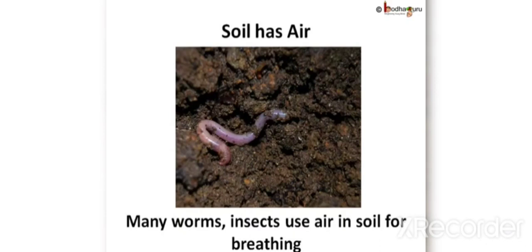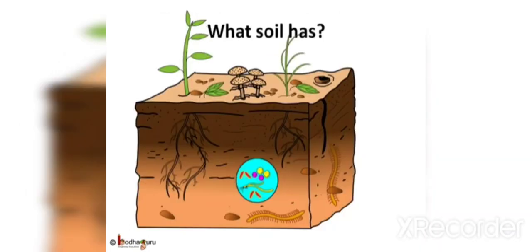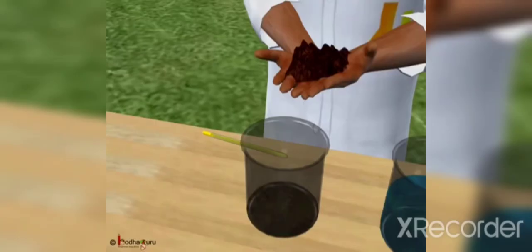Many animals which live in soil, like earthworms, use the air trapped in soil for breathing. The ability of holding water and air is not the same in different soils. If we just look around, we can tell there are different kinds of soil. But why are they different? We need to know what soil consists of in order to know the difference between the various soils.